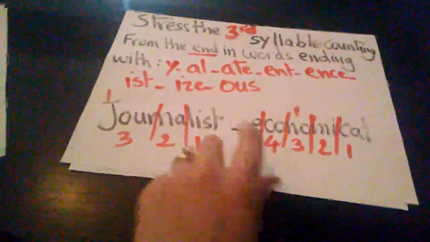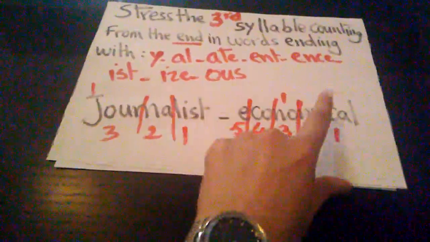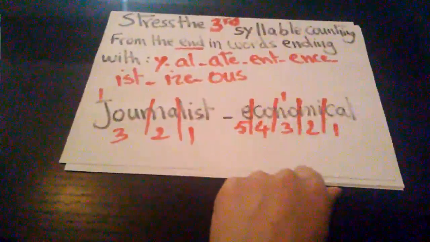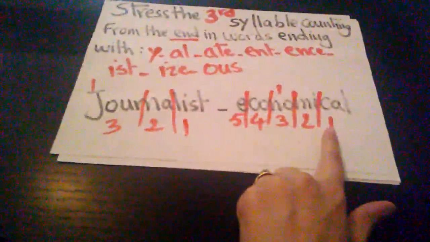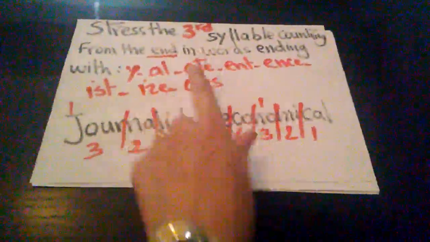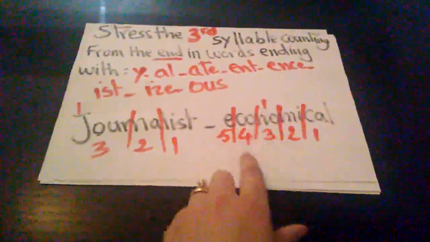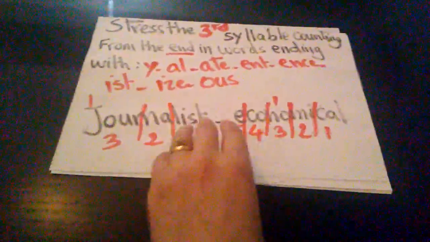Economical. I start by dividing: e-co-no-mi-cal. Ends with cal here. I count 1, 2, 3, 4, 5. I stress the third syllable counting from the end. It's here. So, economical. Economical.